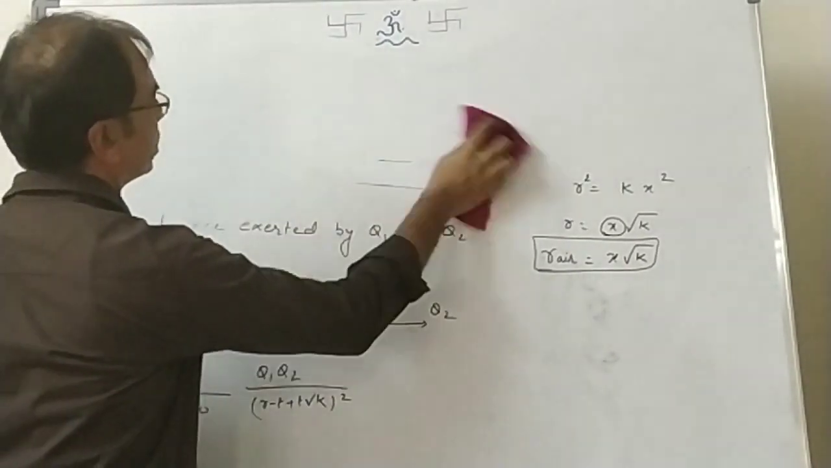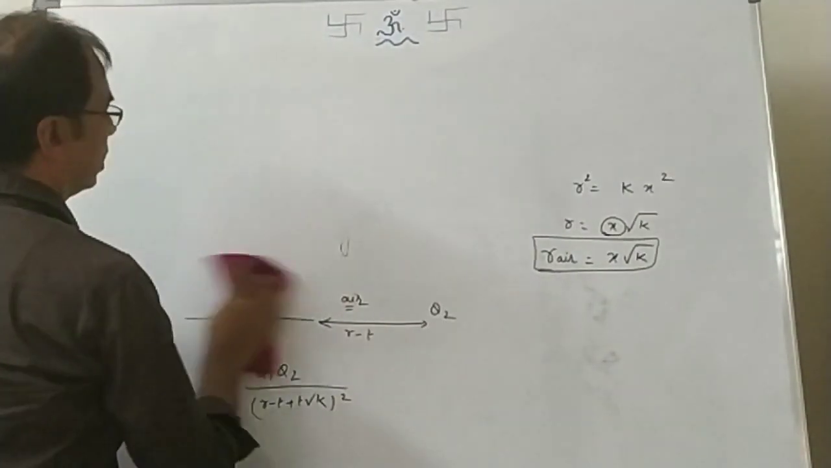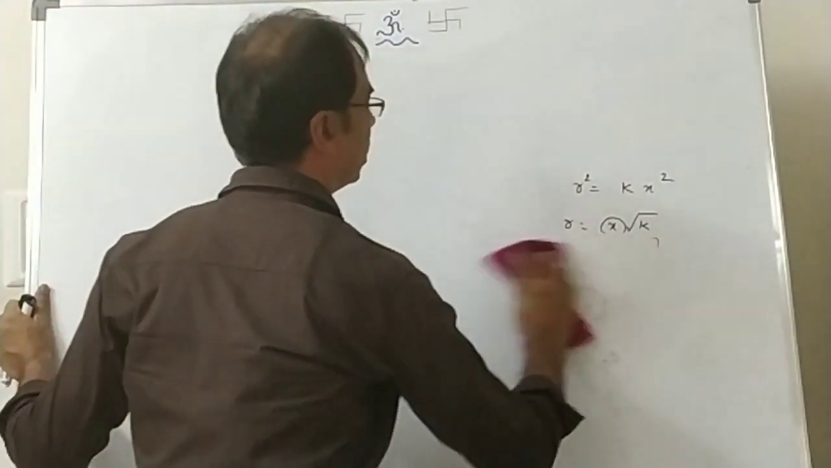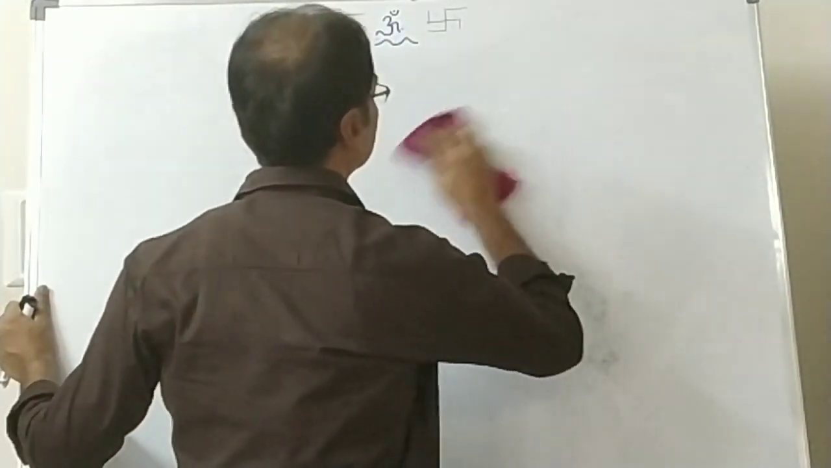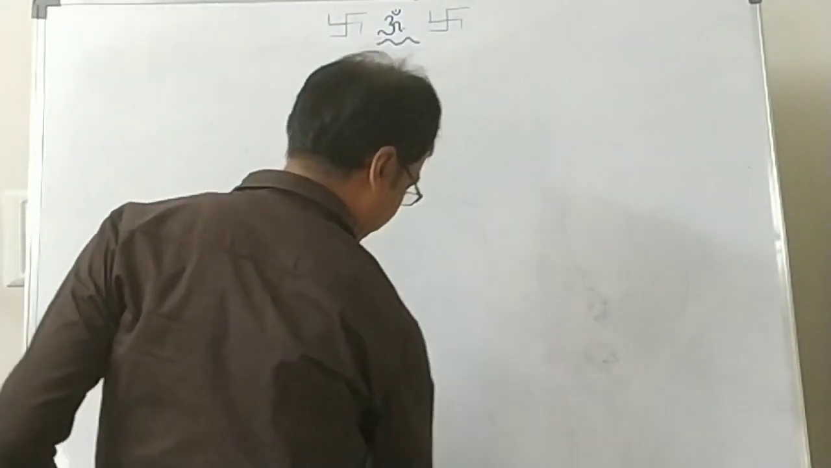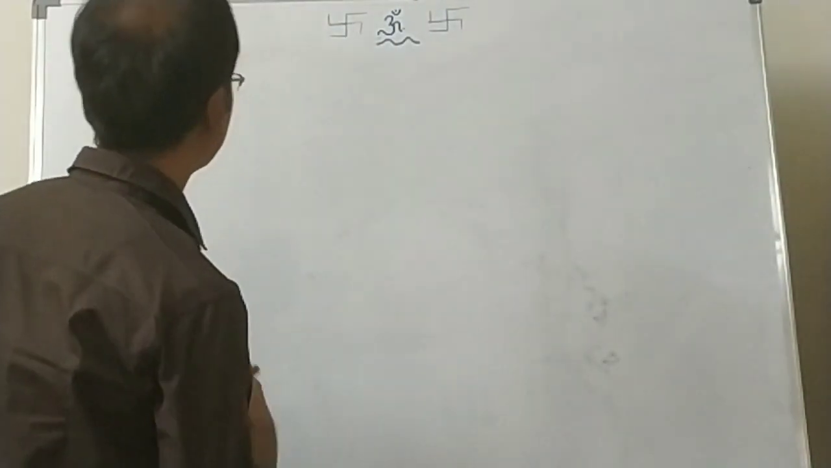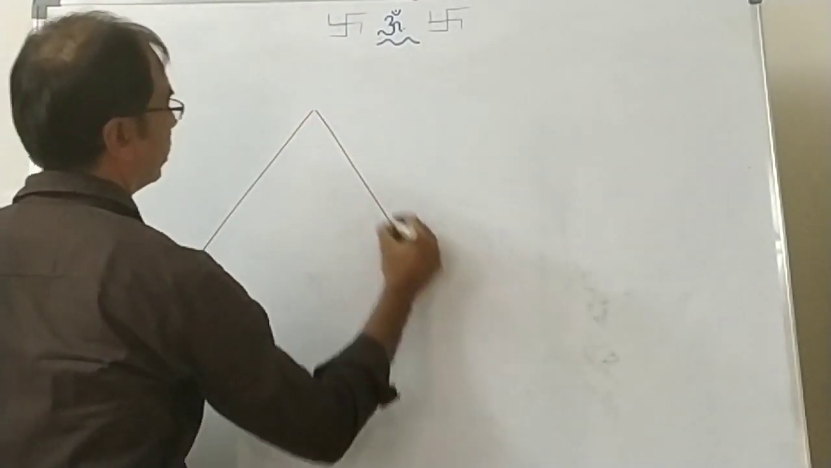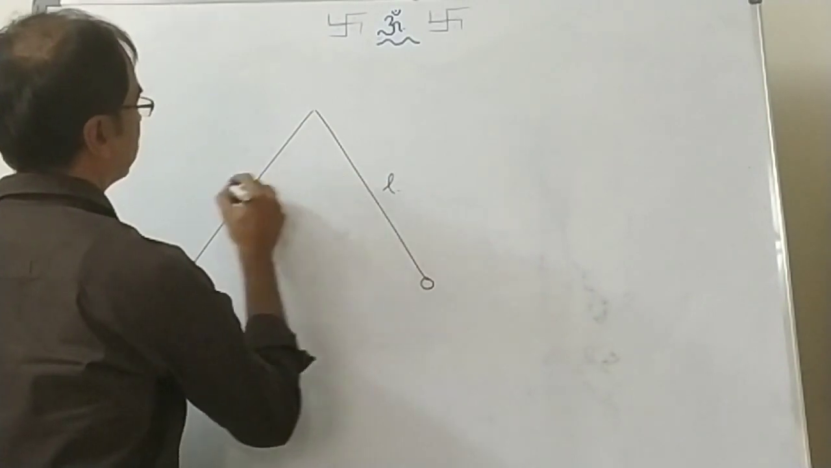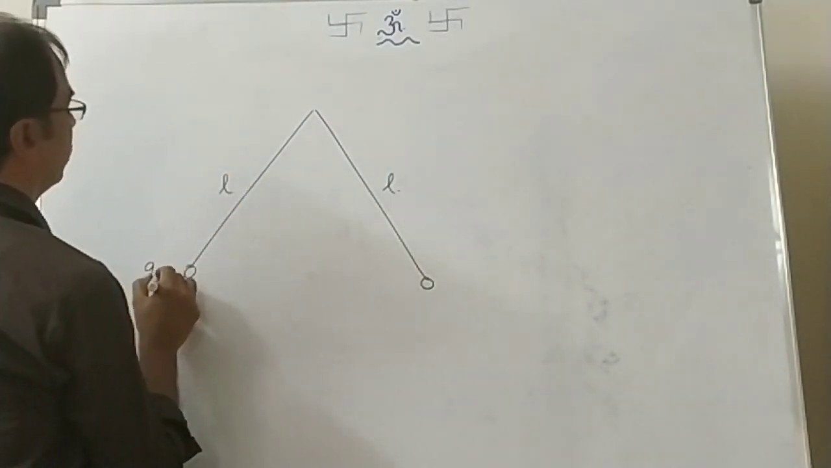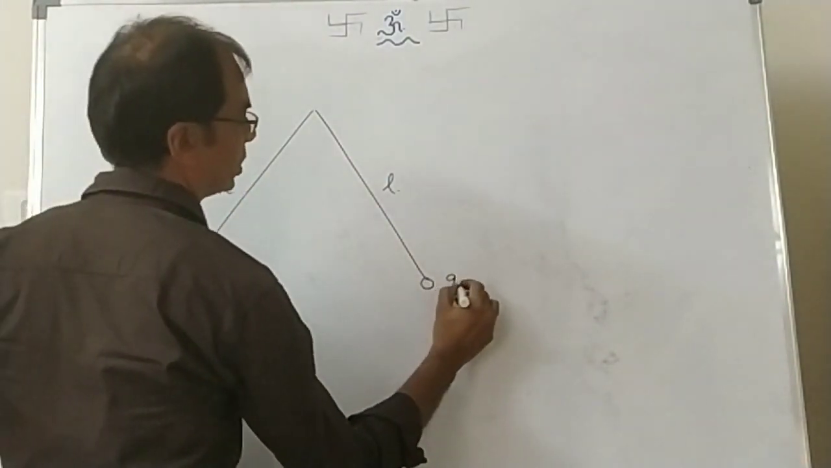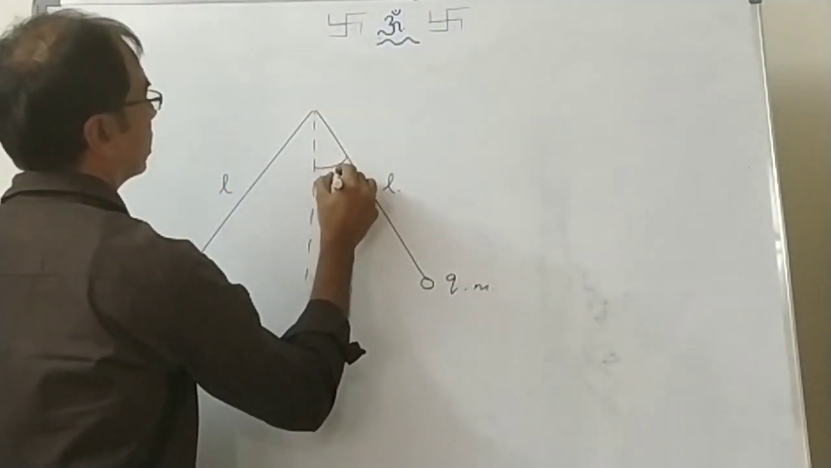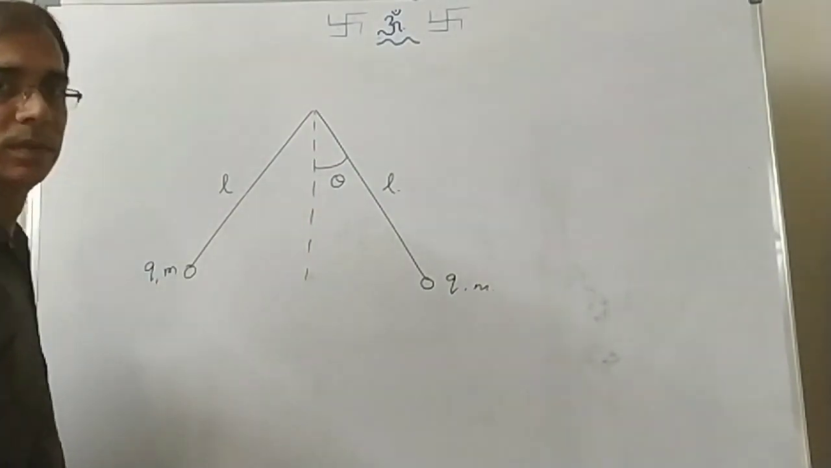There are certain problems involving balls suspended with strings. We have done similar questions, but not with a different medium. Let's see how the questions will be. Suppose two balls are suspended with strings of length L. This charge is Q, mass is M. Here also the charge is Q, mass is M. Let's assume it's in equilibrium at an angle theta.